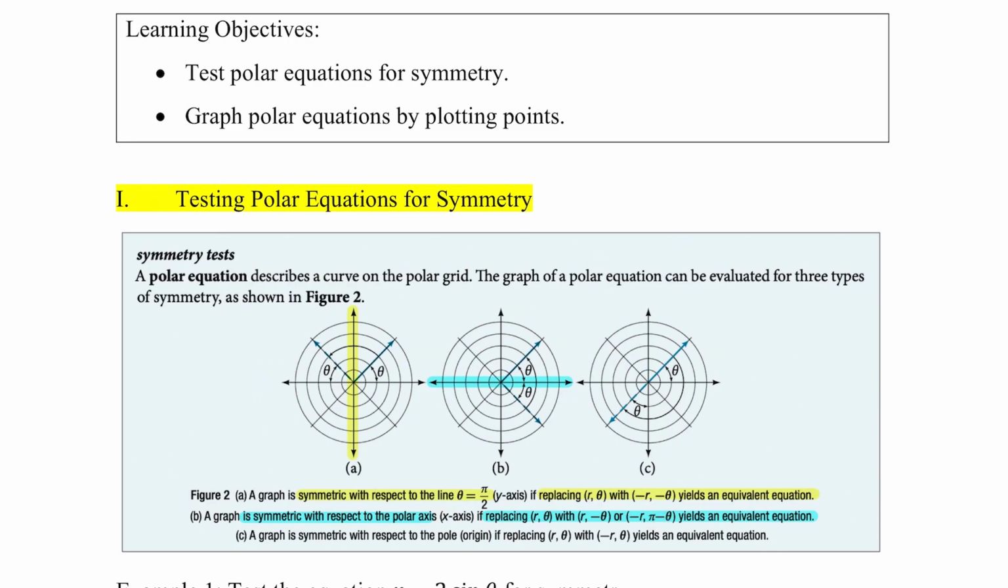The third type is when the graph is symmetric with respect to the pole or the origin. The origin is right here, which means if I reflect this graph about the origin, I will have exactly the same graph. So if my graph is on the first quadrant, I will have a copy on the third quadrant. If my graph is on the second quadrant, I will have a reflection on the fourth quadrant. In order to check to see if a graph is symmetric with respect to the pole, we are replacing (r, theta) with (negative r, theta).